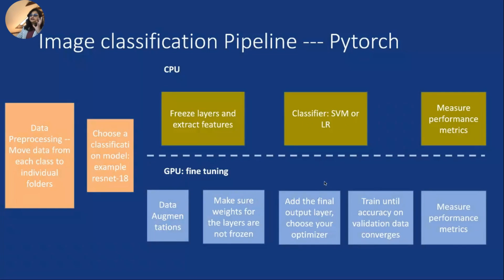But the idea is initially you do some data pre-processing, and I have a slide that goes into that part as well. Then choose a classification model. My go-to model is ResNet, but basically my advice is to choose any model that's not too big, especially if it's your first training attempt. I have written CPU in the first phase, but you could also use GPU for the green part of the pipeline. Here you don't train your model, you freeze the layers and extract the features. You could put a classifier like support vector machines or logistic regression on top of it, do your classification and measure the performance metrics.